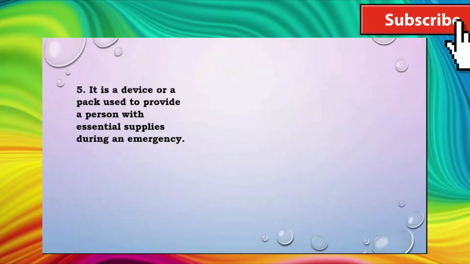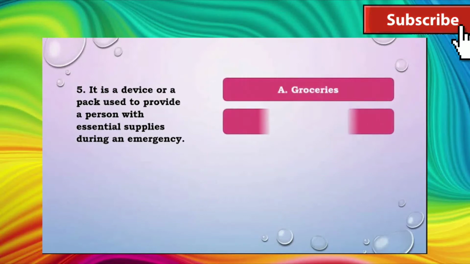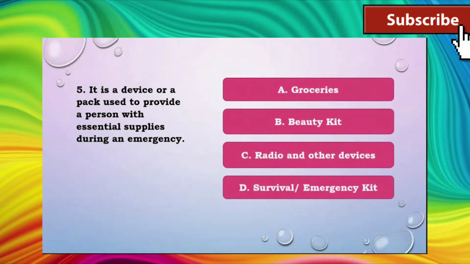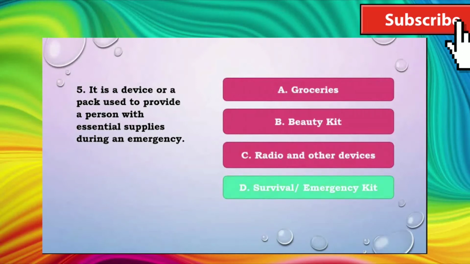Question number 5. It is a device or a pack used to provide a person with essential supplies during an emergency. A. Groceries. B. Beauty kit. C. Radio and other devices. D. Survival emergency kit. Think of your answer. The answer is letter D. Survival emergency kit. Don't worry, students, if you failed to get all the correct answers. Listen carefully to our discussion.